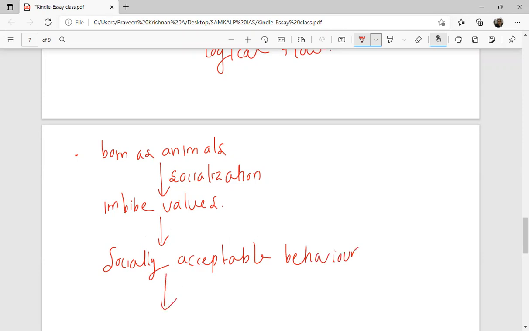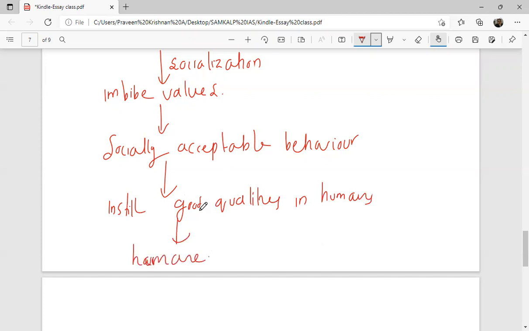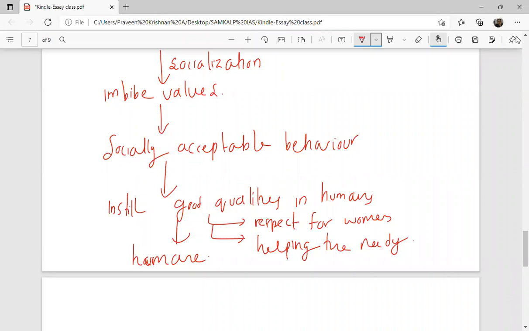What happens next is, with socially acceptable behavior, a lot of good qualities are instilled in the humans. And finally, we become humane individuals. What are these good qualities? The good qualities are, let's say, respect for women, or helping the needy, etc. So this is what the essay is actually asking.